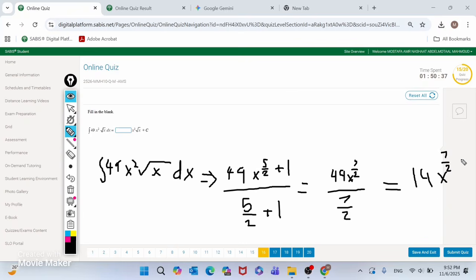And this 7 over 2, you can spread it out, so it's gonna be 14. You can do minus 1 over 2, if you like. Put it back into the radical. So 14 x power 6 over 2, which is just 3, radical x. So the answer is 14 x cubed radical x. And don't forget the plus c.